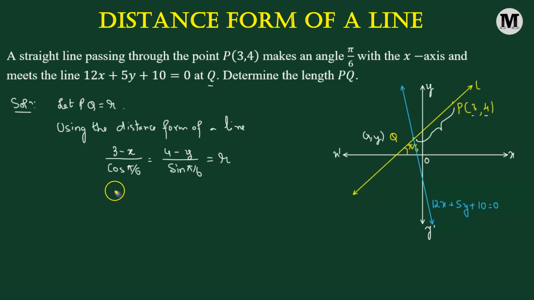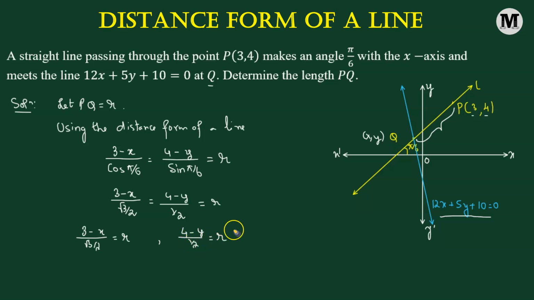So let's further simplify. We have 3 minus x divided by cosine of pi over 6, which corresponds to square root of 3 over 2, equals 4 minus y divided by sine pi over 6, which is 1/2, and this is equal to r. So we can also rewrite it as 3 minus x divided by square root of 3 over 2 equals r, or 4 minus y divided by 1/2 also equals r.